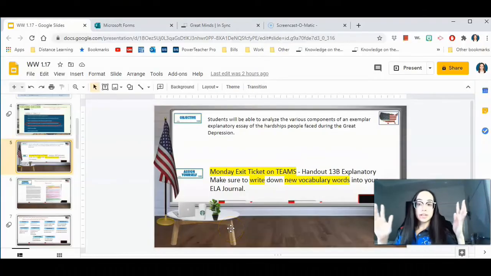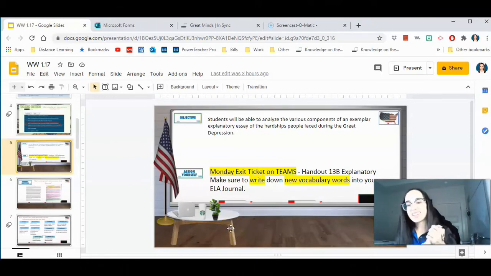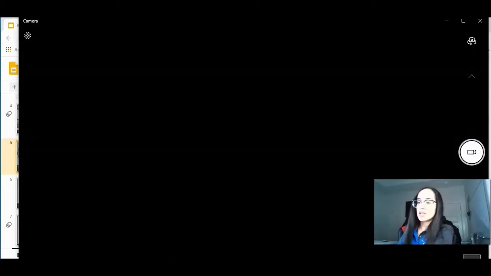So now that we already finished going over the writing process and how to write an explanatory essay, we're going to jump right into learning some new vocabulary words for this week. So get your ELA notebook ready because you are going to be doing some writing. Let me show you what your notebook should look like by the end of today's class period, okay? So I'm going to open my camera.